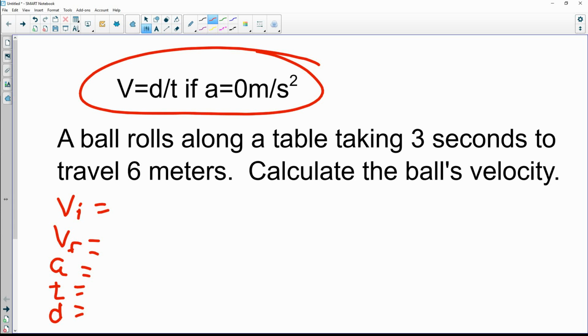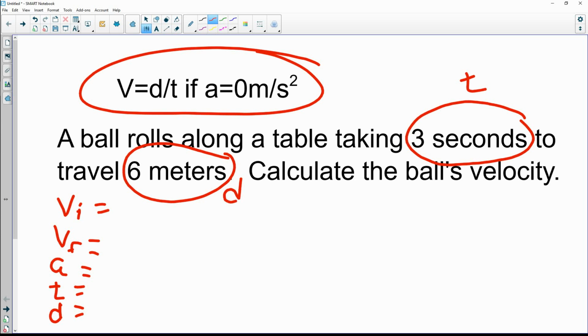Let's take a look at this problem. A ball rolls along a table taking 3 seconds to travel 6 meters. Calculate the ball's velocity. So, we know a few things. We know that the ball is moving for 3 seconds. That sounds like a time. And we know that the ball goes 6 meters, and that is a displacement. And I'm telling you to calculate the velocity, and I don't tell you that there's an acceleration. So we can make the assumption, unless I ask you for an acceleration, or unless I tell you that there's an acceleration, you can assume that the acceleration is 0 meters per second squared.